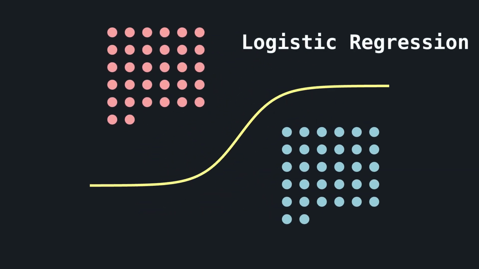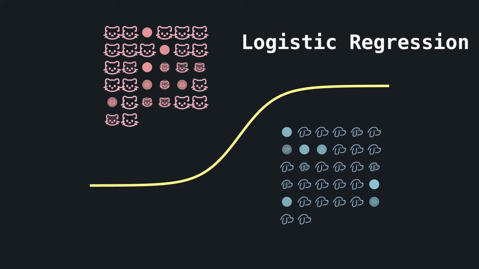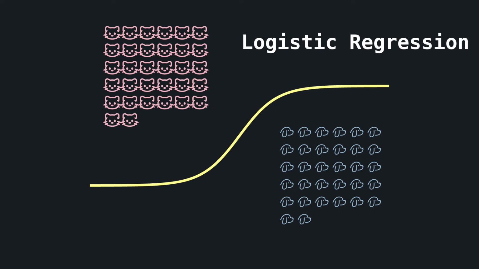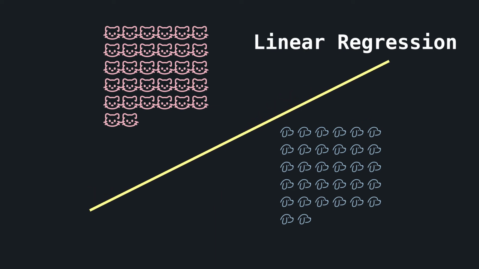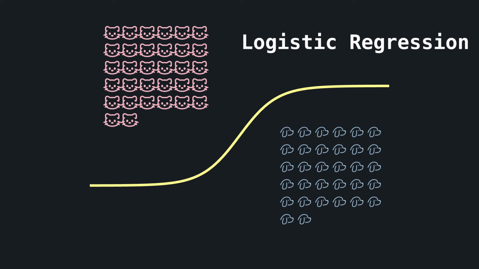Hello everyone! In this video, we will see how logistic regression can be used for classification tasks in machine learning. Things like classifying a picture as a dog or as a cat. We'll explore how logistic regression is different from linear regression, what the intuition behind it really is, and how to use it in practice to make predictions for classification tasks.